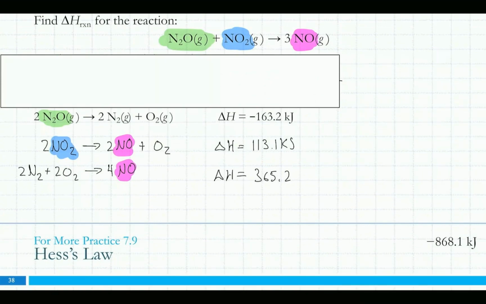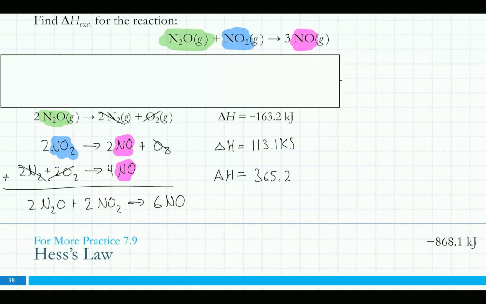Okay. So I've got 2 nitrogens there, and this will be 2 nitrogens, so those will cancel. And then if I look at the oxygens, there's 2 here, but there's 1 oxygen here, 1 oxygen there. When those are added together, that'll be 2, so those will also cancel out. And then when I add these together, this will be 2 N2O plus 2 NO2 forms 6 NO.